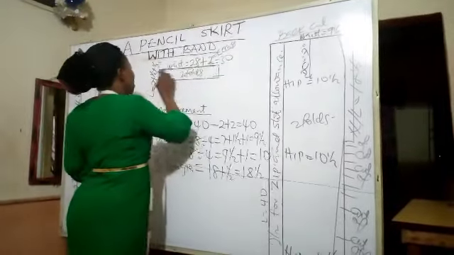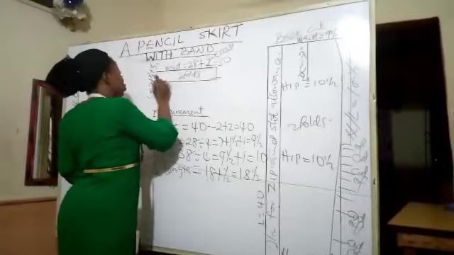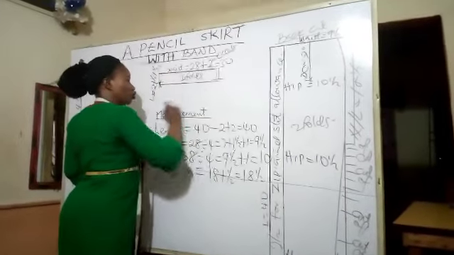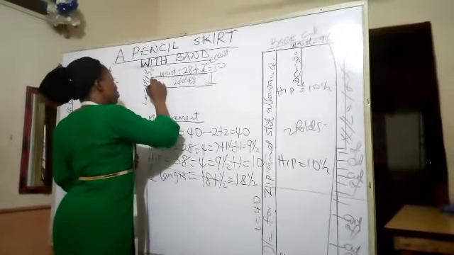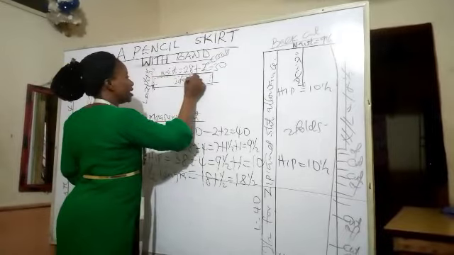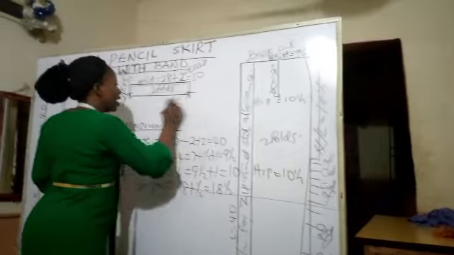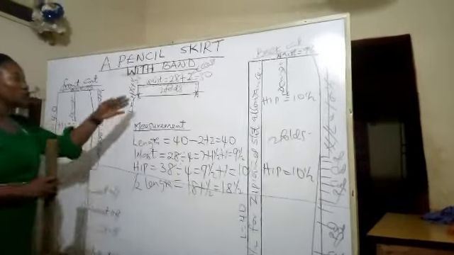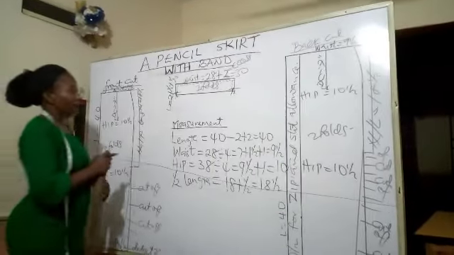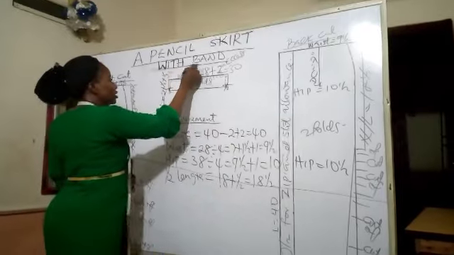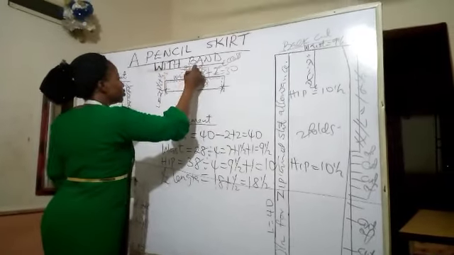So here, when you are coming, you are going to leave half. This half is the one you are going to use to join it to the body of the skirt. Then you sew half like this all through. Then when you come to this place again, you are going to leave another half. So that's the way we are going to cut our band. This one is the band, the way we are cutting our band.